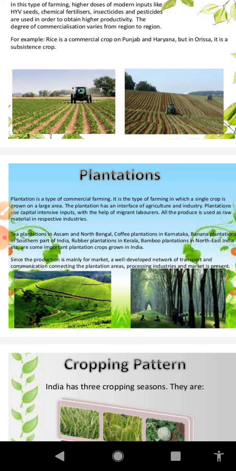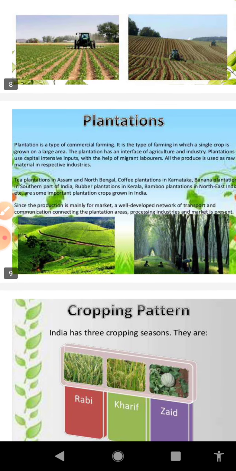With regard to tea, it is cultivated in Assam and northern Bengal. Coffee is cultivated in Karnataka. So these are some of the examples of plantation crops which are cultivated in different regions of our country.